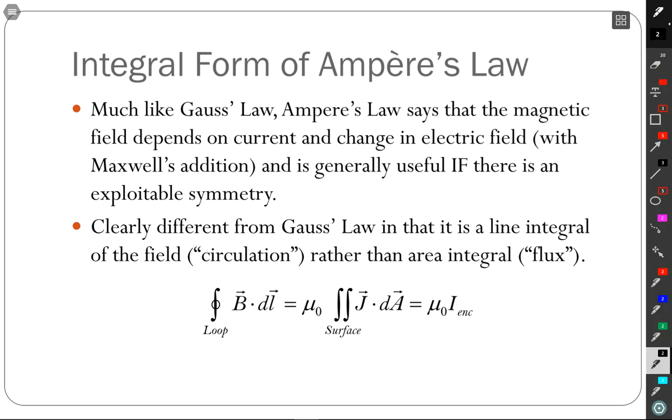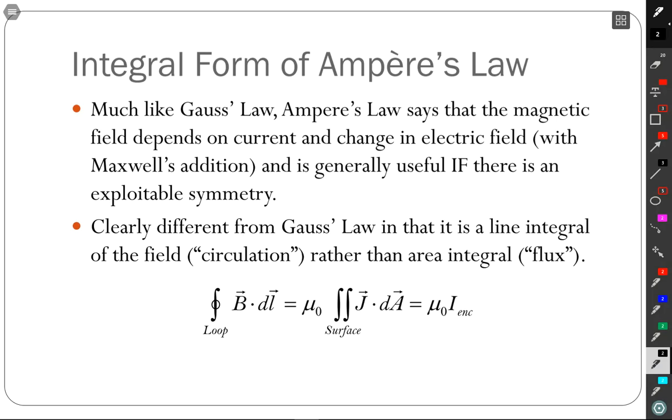So we use a circle for calculational purposes, just like with Gauss's law. With Gauss's law, we had an imaginary surface that we calculated on. For Ampere's law, we have an imaginary loop that we calculate on. And so we have to calculate this circulation, the integral over the closed loop, this little circle means closed loop, of B dot dl.